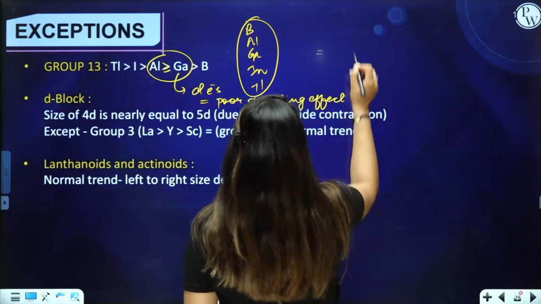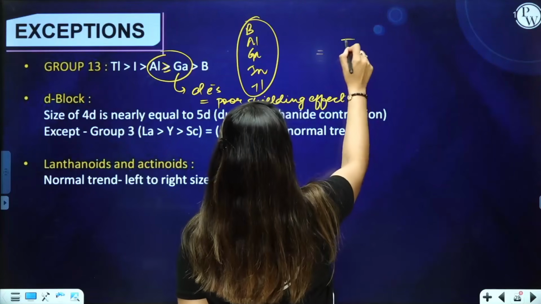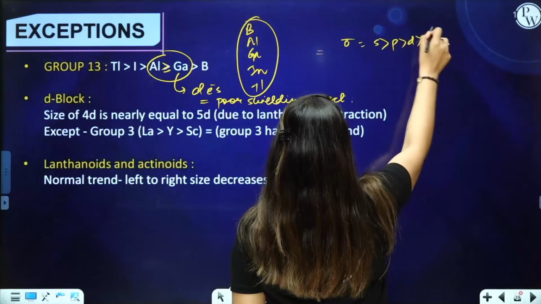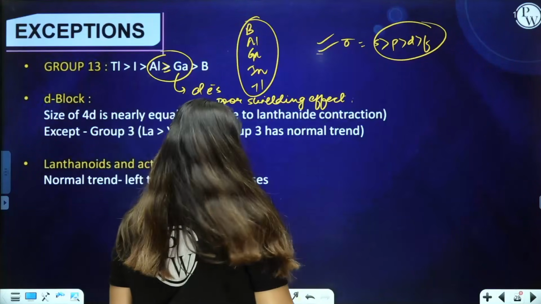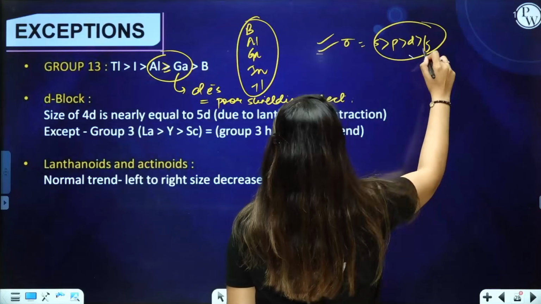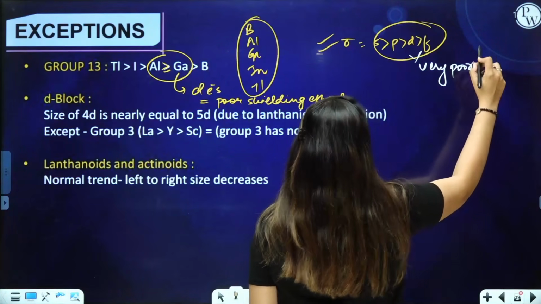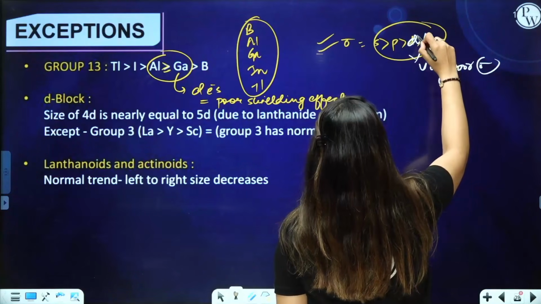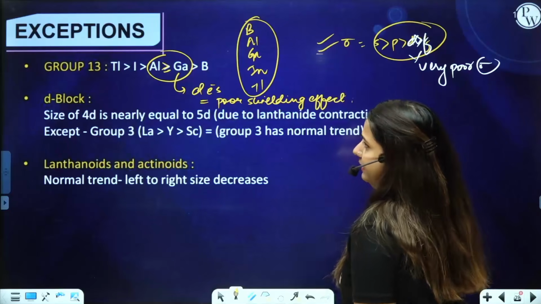Poor shielding effect. What is the order of sigma? S, P, D, F. This is the order of sigma, and you need to remember them. The D and F are having very poor shielding effect. D and F combinedly have very poor sigma. Do not forget this thing.